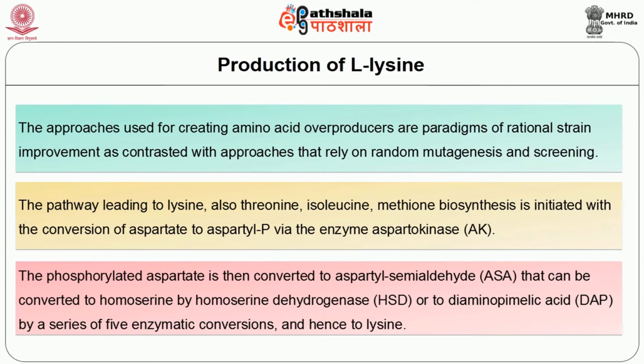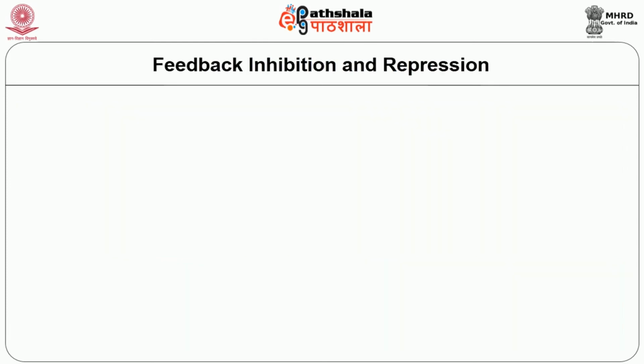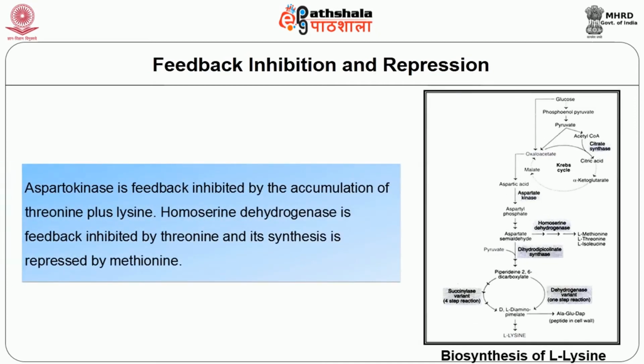The major control points for the metabolic flux to individual amino acids occur at the level of aspartokinase and homoserine dehydrogenase. Now, we will discuss feedback inhibition and repression. Aspartokinase is feedback inhibited by the accumulation of threonine plus lysine. Homoserine dehydrogenase is feedback inhibited by threonine and its synthesis is repressed by methionine. Homoserine dehydrogenase mutants are homoserine auxotrophs that effectively lack the ability to make threonine, methionine and isoleucine, thus eliminating the feedback inhibition of aspartokinase by threonine.